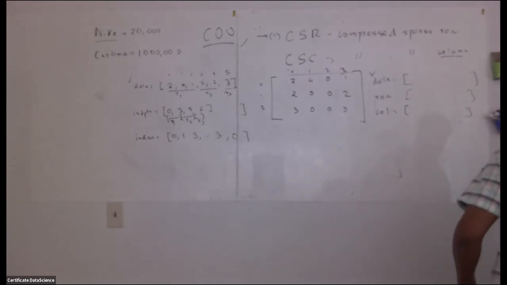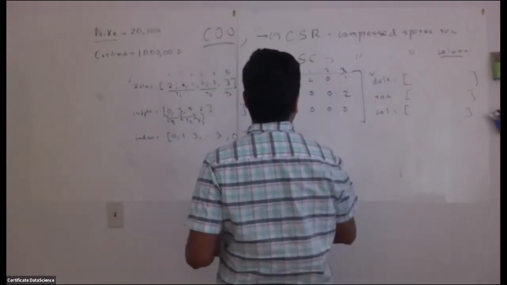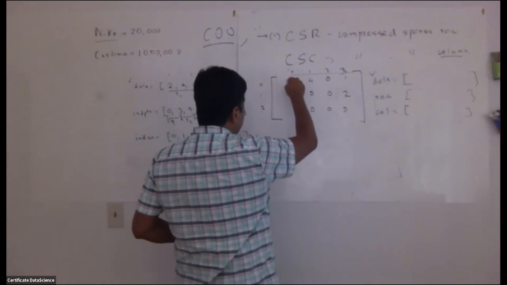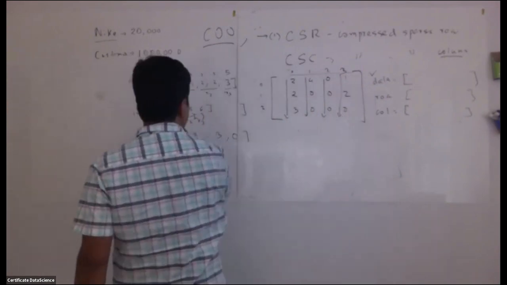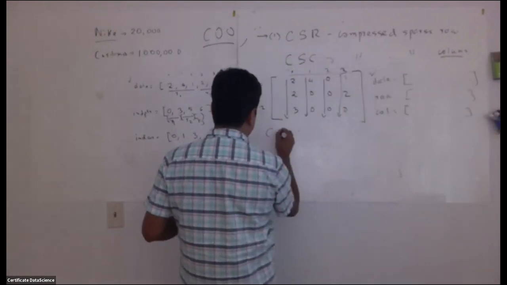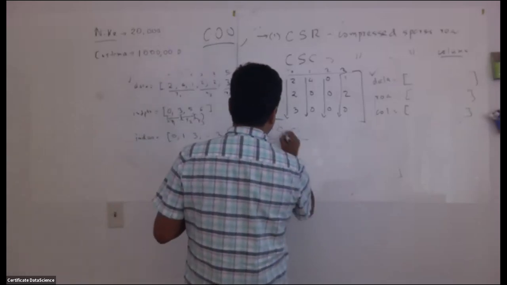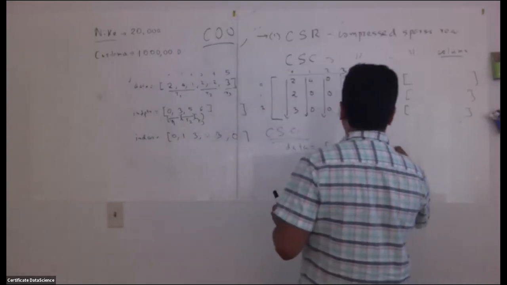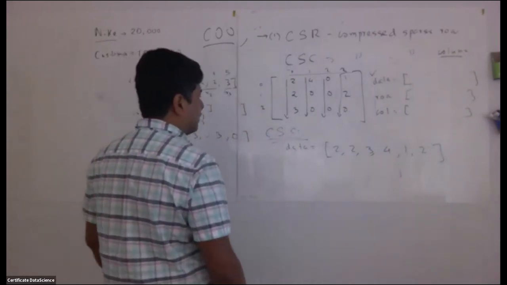So now I'm going to explain what other way you can solve this. CSC is another, that's compressed sparse column. The only difference here is that it will be scanned column wise. So your data here in CSR versus CSC will be somewhat different. CSC data will be 2, 2, 3, 4, 1, 2. They got reordered. It's the same elements, but the order is different.